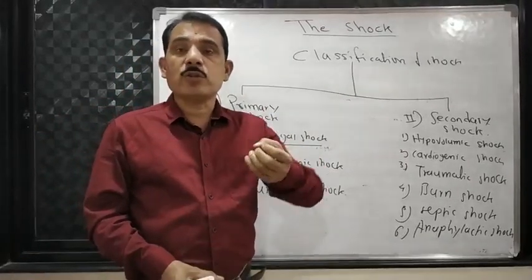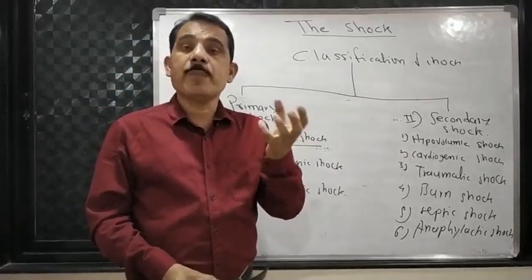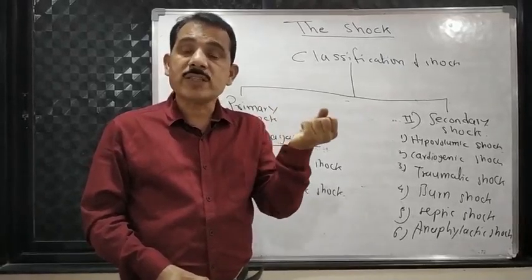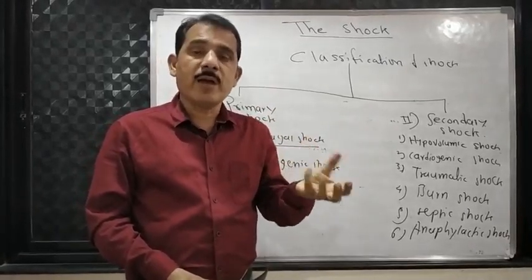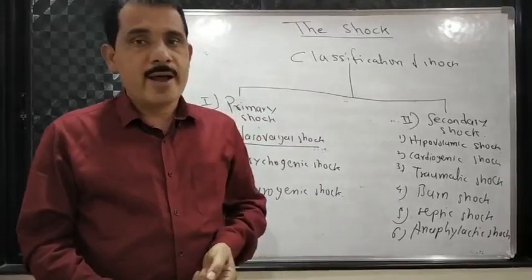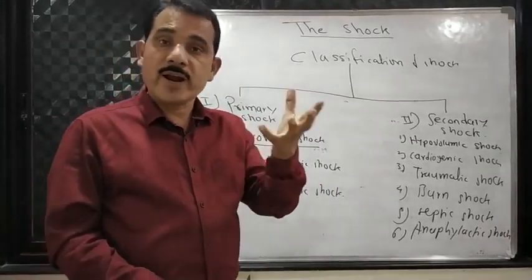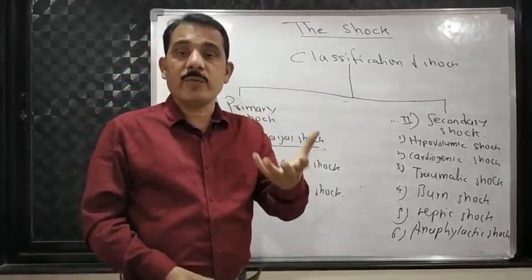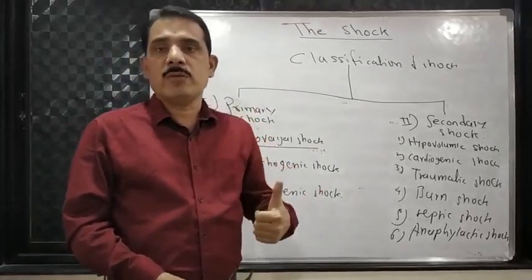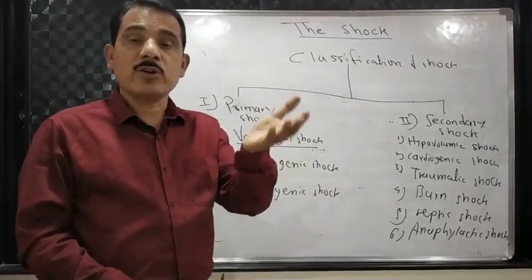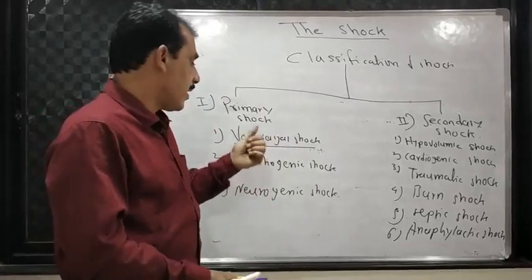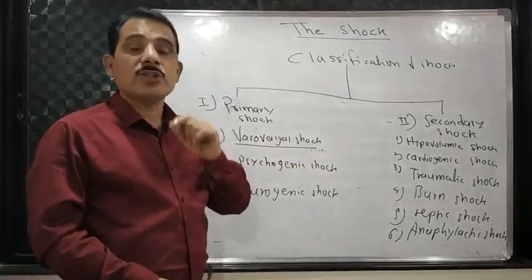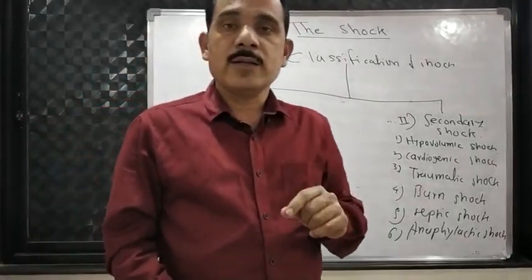This shock also occurs from pain, severe pain. For example, a blow on the testicles will cause severe pain, and due to that the patient may die. From fear, fright, anxiety, grief, the person undergoes what? Imbalance of the circulation, causing the collapse of peripheral circulation, and that will lead to shock. Such a shock is called psychogenic shock.